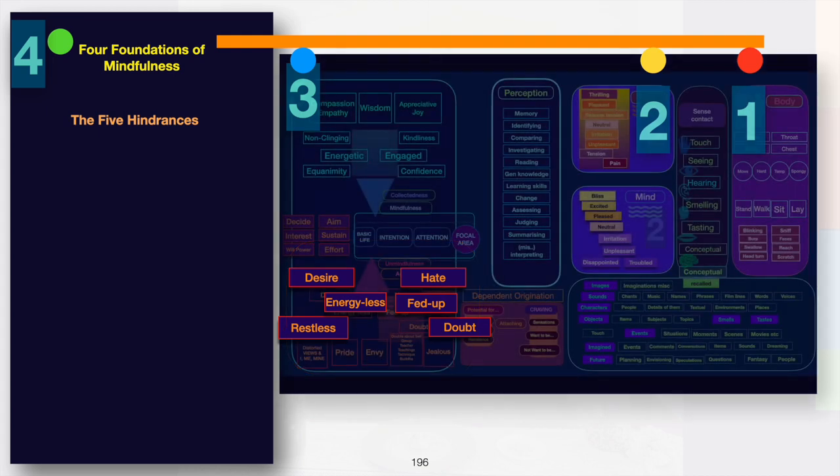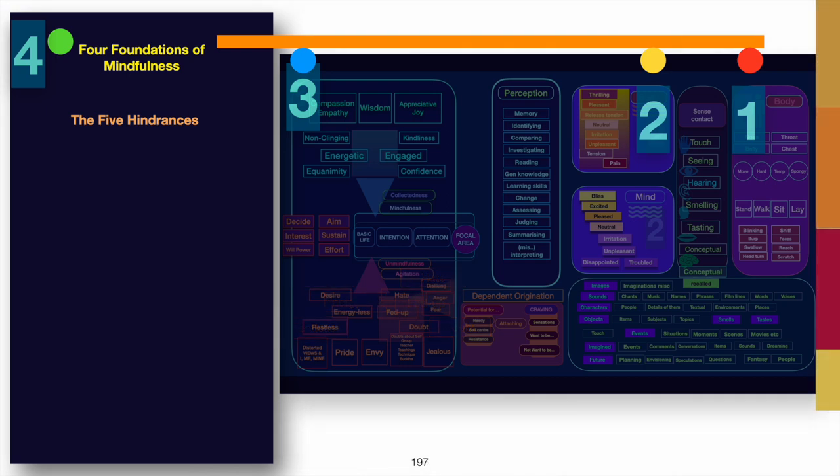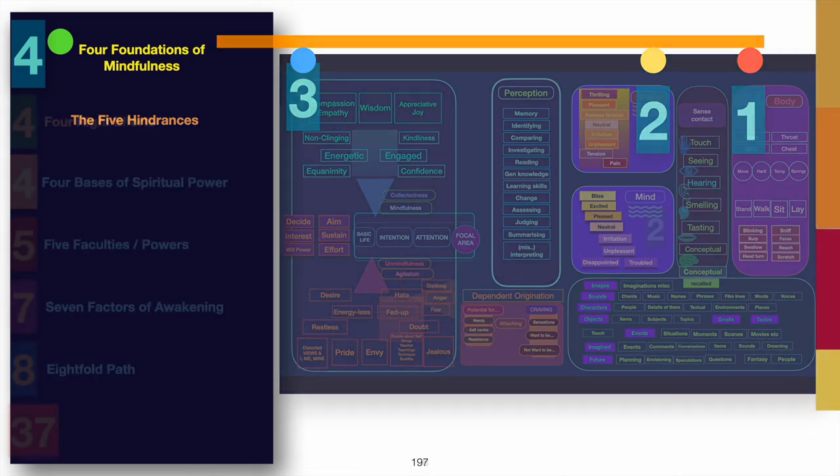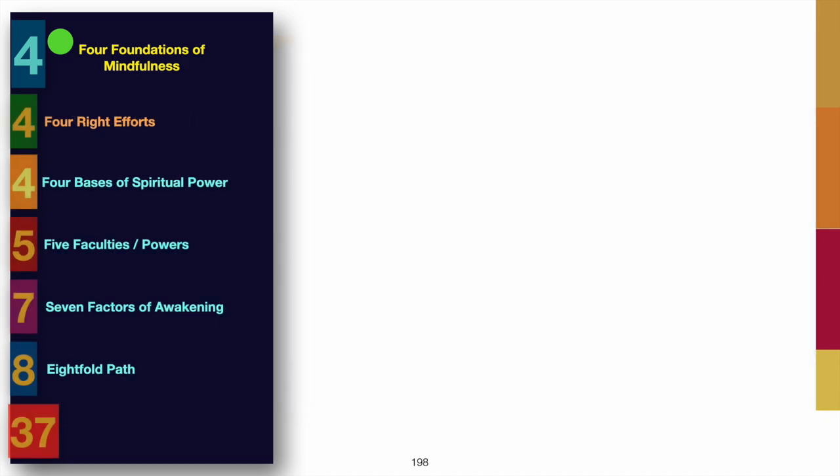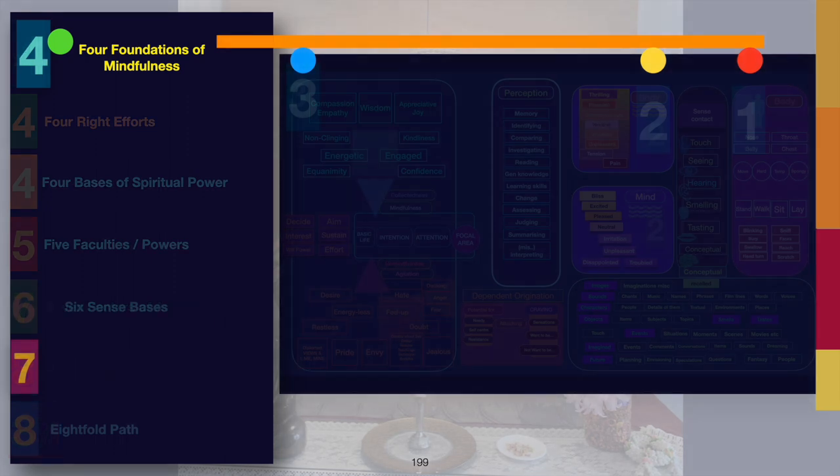So we're going to be looking at another phenomenon from the fourth foundation, which counters these. It's the opposite of the five hindrances. So let's have a look at one version of the fourth foundation. There are several, so this is an abbreviated form. We have the four right efforts, the four bases of spiritual power, five faculties, and the five powers. There are two versions of the same thing, one unstable and one stable. And then we have the seven factors of awakening, which is what we're going to look at, and then the eightfold path. So have a look at that.